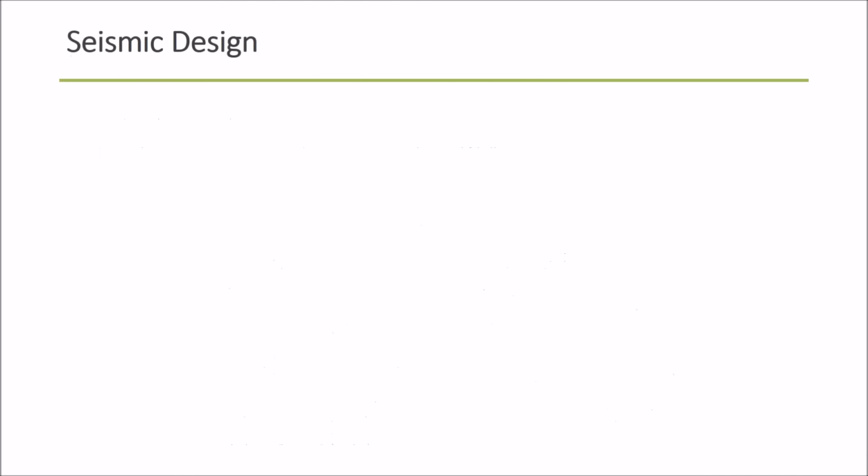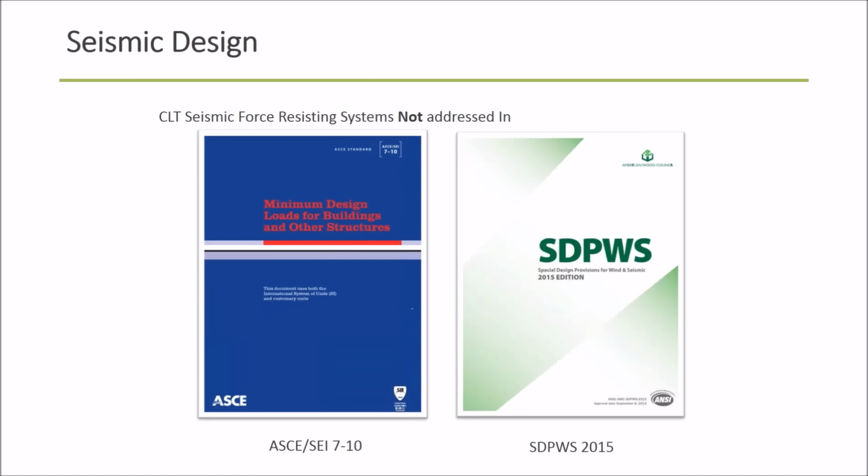If we think about seismic design in particular, we don't have CLT seismic force resisting systems adopted in our standards right now. So ASCE 7-10 and our special design provisions for wind and seismic is where we go to find accepted seismic systems and where we go to design our accepted wood systems. CLT force resisting systems are not yet addressed in those documents. So if we're doing a seismic design using CLT, there are several different approaches we can take, and I'm going to cover a couple of those.